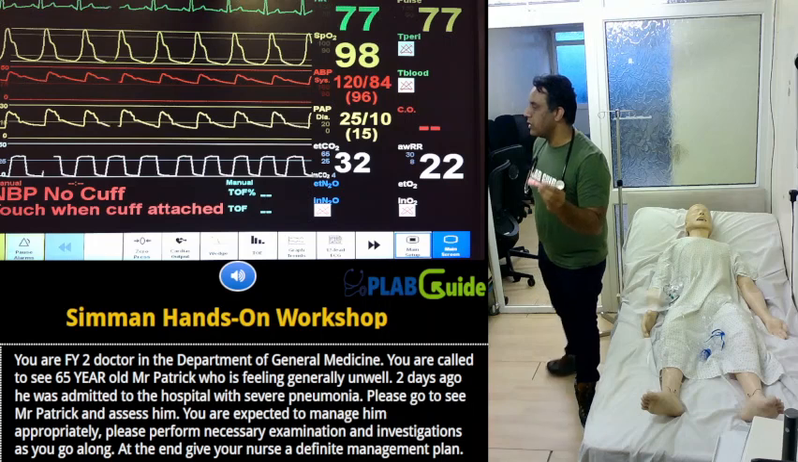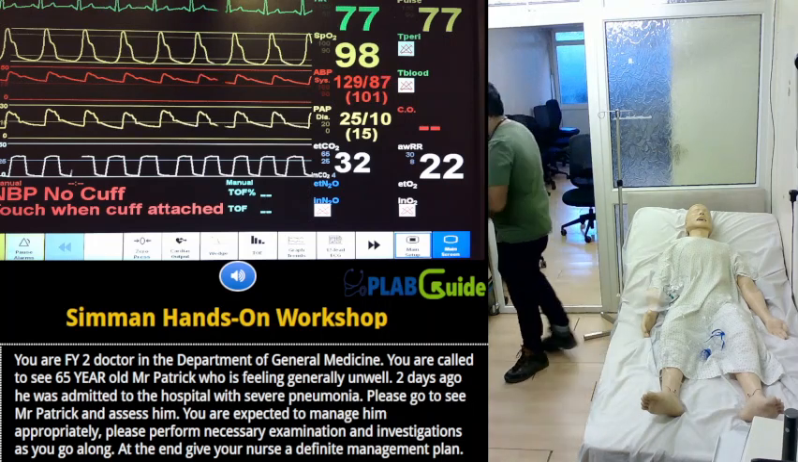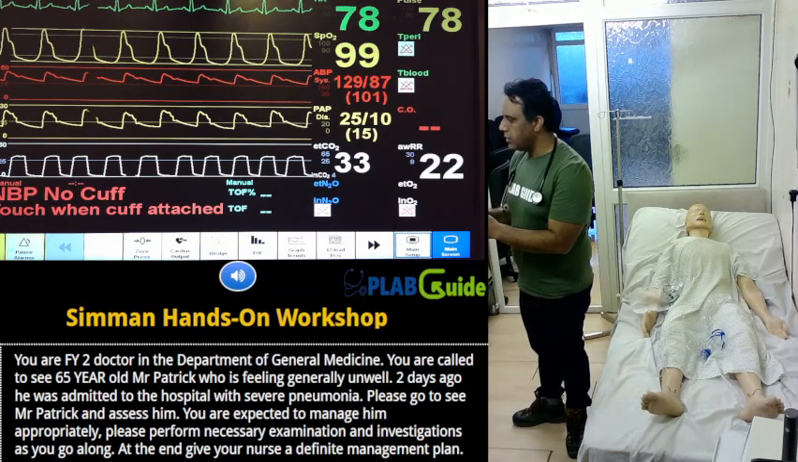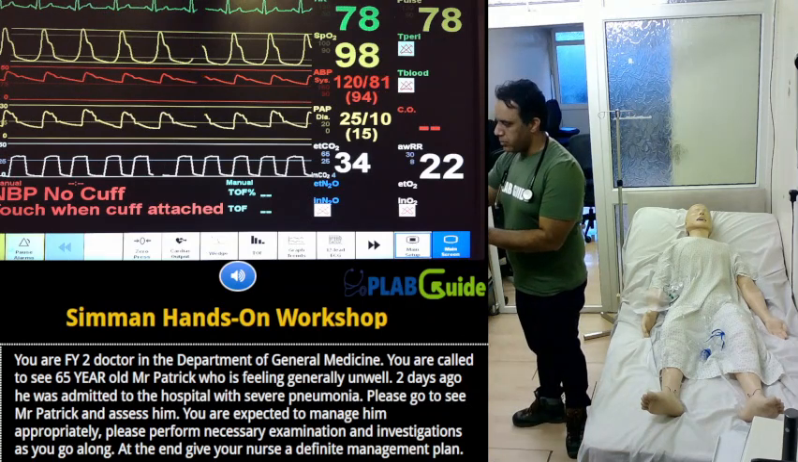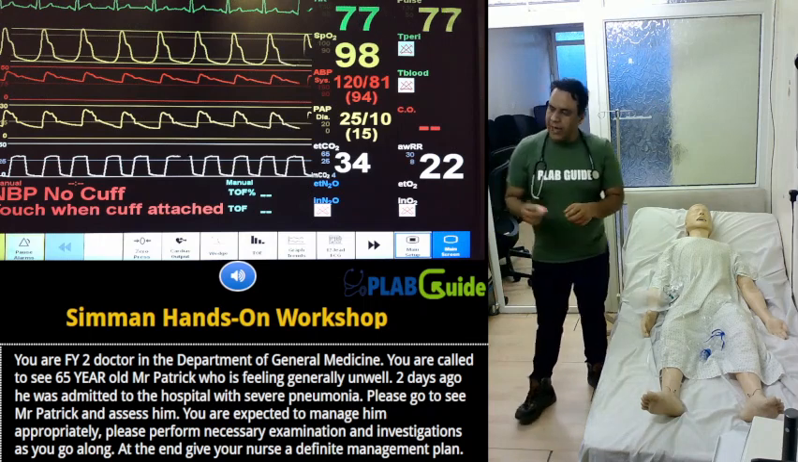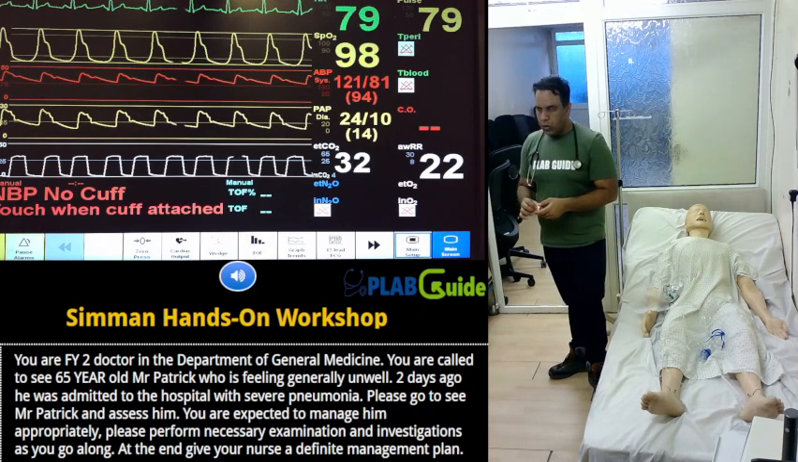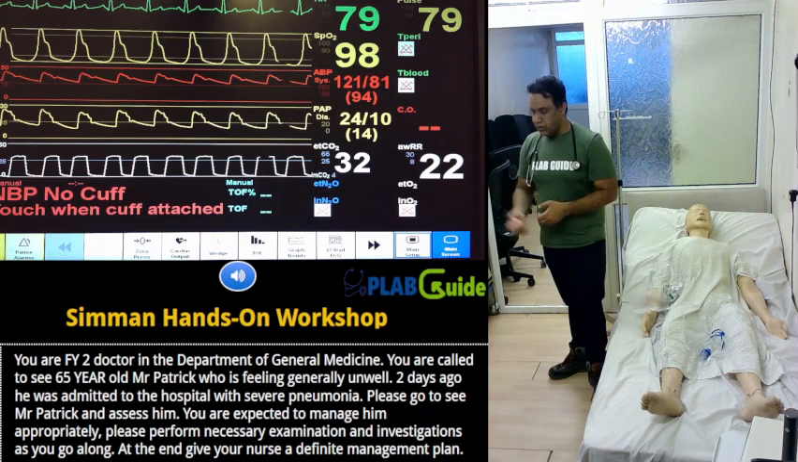Venturi mask. This is a venturi. It has holes on the sides, and this goes into the mask. You may get a fully assembled mask, or you may need to choose any of them, okay?